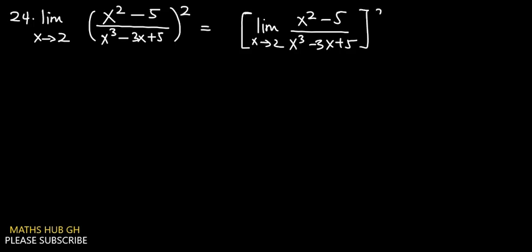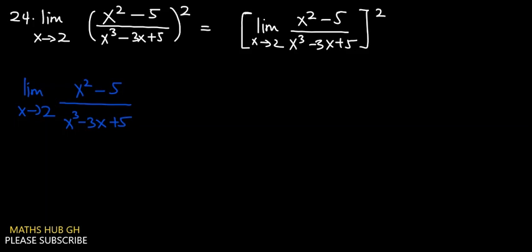Then we are going to square it. So now you will have to find the limit of what you have in the square bracket and then square the answer that you get. Let's focus on what is in the square bracket. You have the limit as x approaches 2 of x squared minus 5 divided by x cubed minus 3x plus 5.